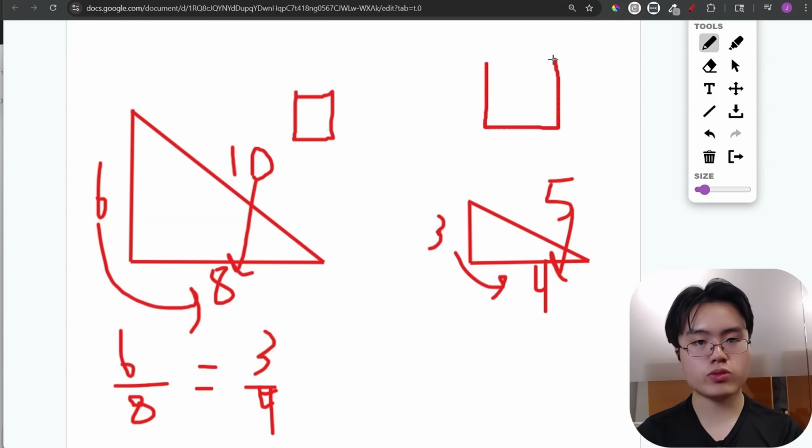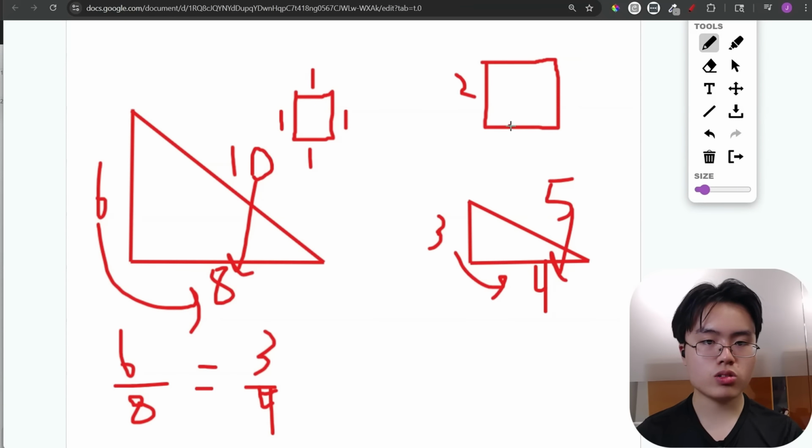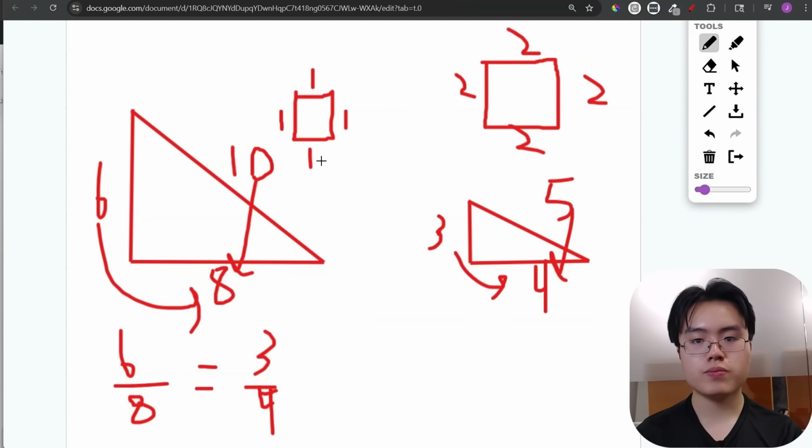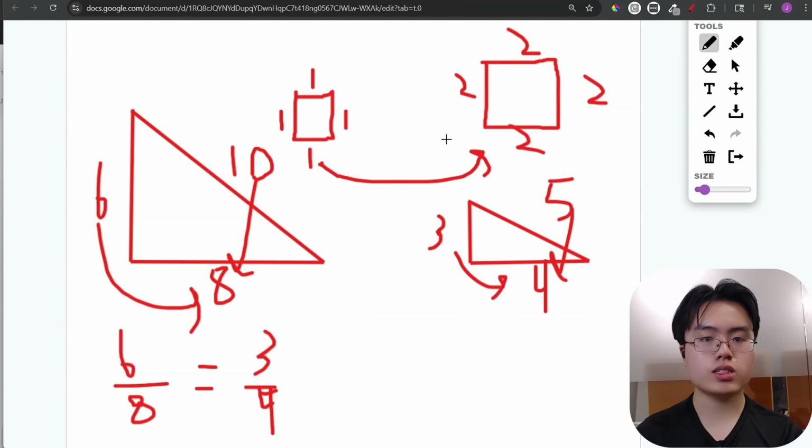The definition of a square is that all the sides are the same, in a 4-sided shape. So pretend that's a square, I know that's actually a rectangle, but all the sides for this one are 1, and for this square all the sides are 2. These are similar, because if I multiply a number from this side length to get to this side length, it's going to be the exact same as multiplying from this other side length.